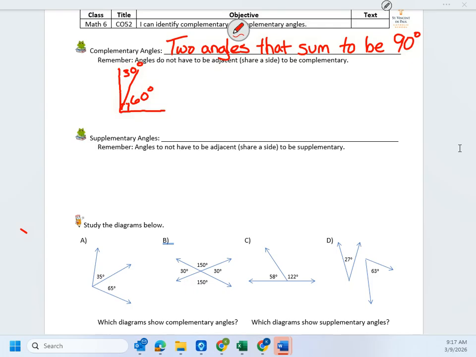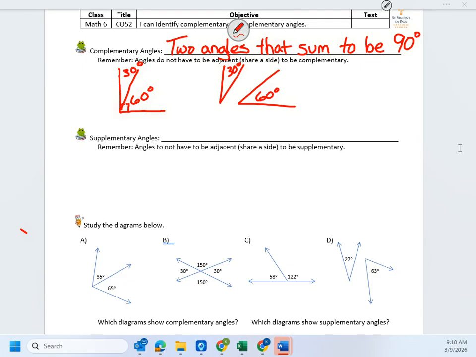Sometimes we see them touching. Sometimes we might see them not touching. And we know if we add 30 and 60 together, it equals that 90 degrees. So they can be touching, they can be not touching. They are both complementary angles. Does that make sense?